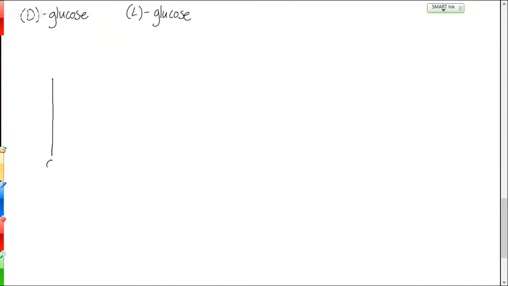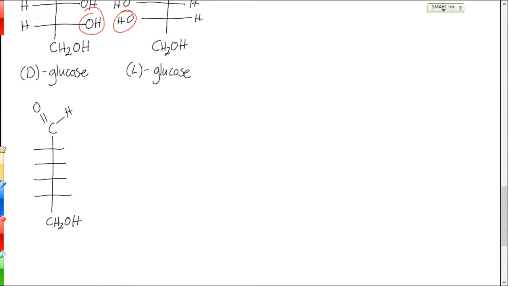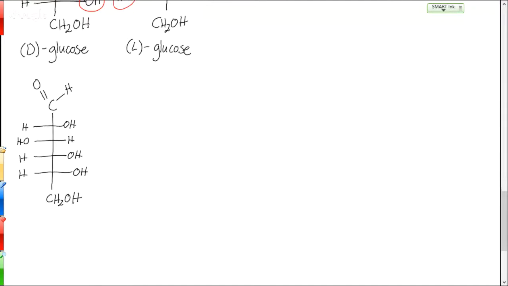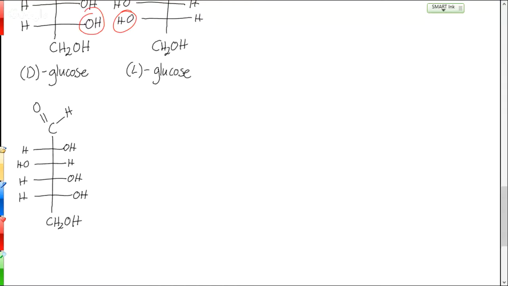We'll draw glucose again. You'll be good at this by now. And this time I'm going to draw the whole aldehyde out because we're going to do something with it instead of just drawing CHO. Okay, so we've got H, OH, OH, H, H, OH, and H, OH. There's our D-glucose, right? So let's see if I have enough carbons to do this. Yep, so I need 3 more carbons.